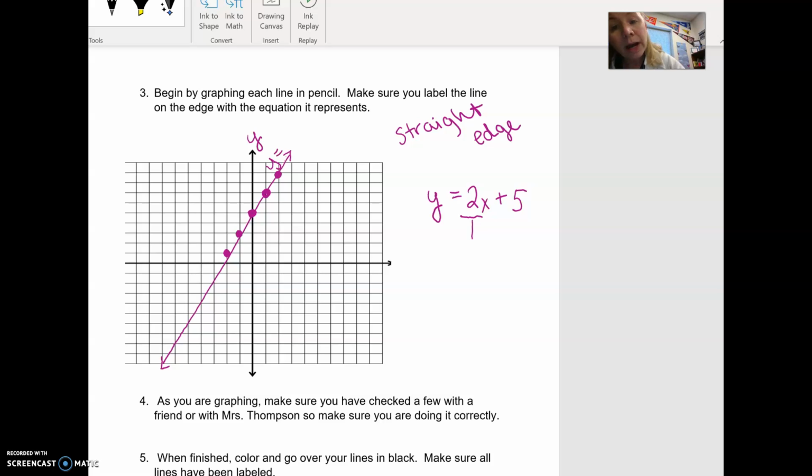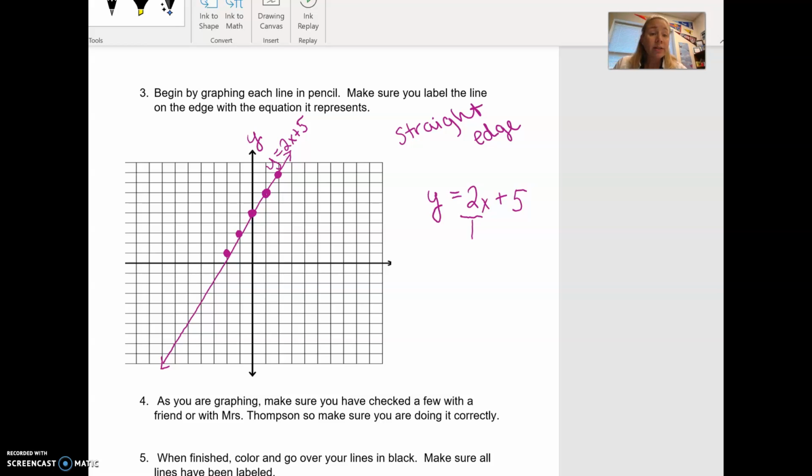So in this case, y equals 2x plus 5. So I would write the equation on the line. That way I know I've completed that line, and also I know that line represents that equation, so when you turn it in, I can check those pretty quickly. So you would continue in that fashion, graphing each line all on the same graph.